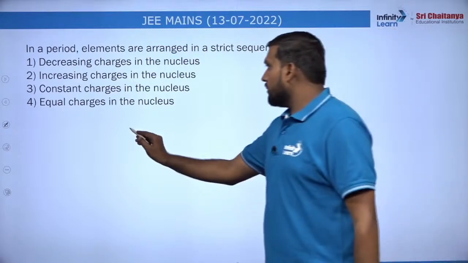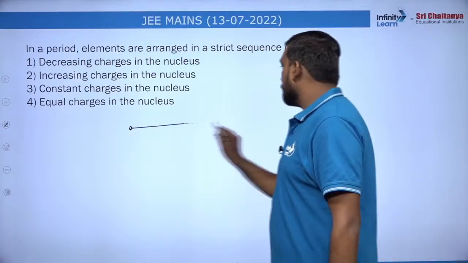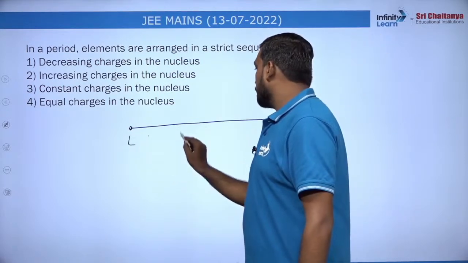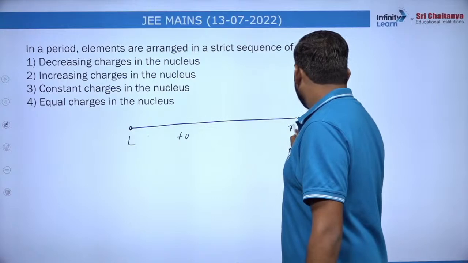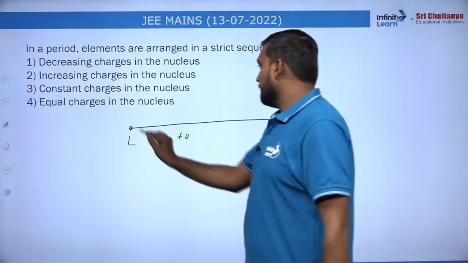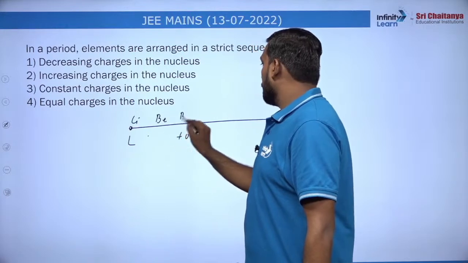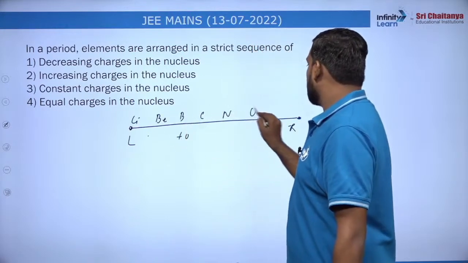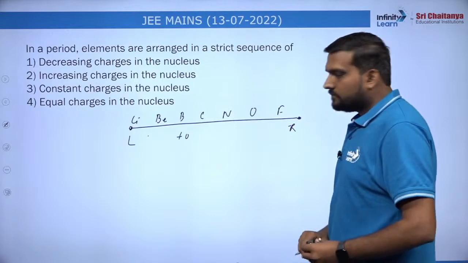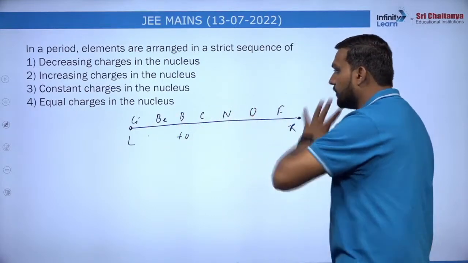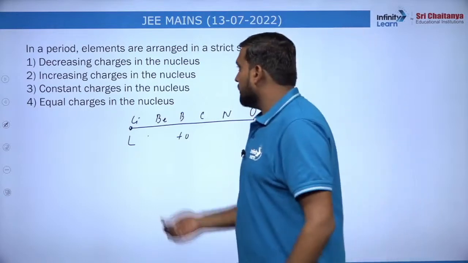Okay, so when you go from this end to this end of the periodic table, that movement is basically called left to right movement. For example, I am just taking one of them. It can be lithium, beryllium, boron, carbon, nitrogen, oxygen and fluorine. When we move from lithium to beryllium, boron, carbon, nitrogen, oxygen and fluorine, what is increasing or decreasing?